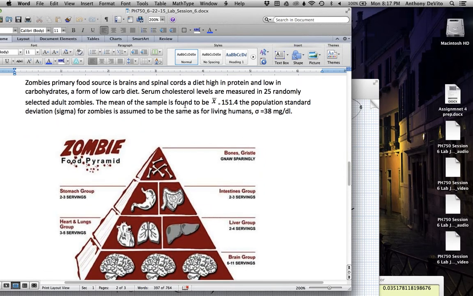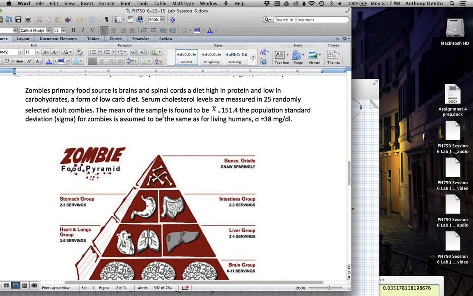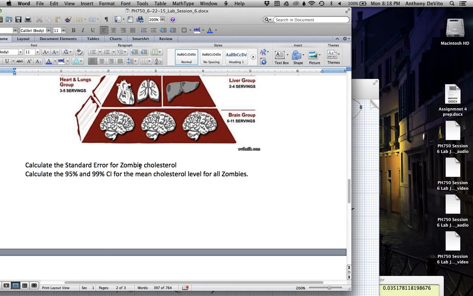So let's see, the serum cholesterol. We're worried that they have a diet high in protein and low in carbohydrates, since they're eating brains most of the time, almost like low carbing. Serum cholesterol levels are measured in 25 randomly selected adult zombies. The mean cholesterol level is found to be 1,150.4. The population standard deviation for zombie cholesterol levels is 38. Okay, calculate the standard error for zombie cholesterol and calculate a 95% and 99% confidence interval.